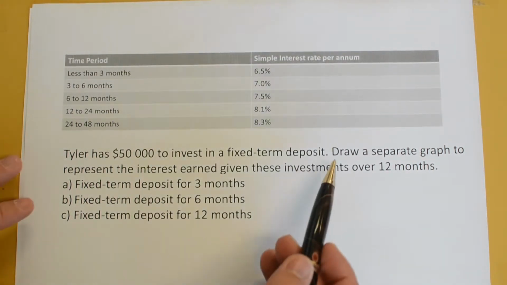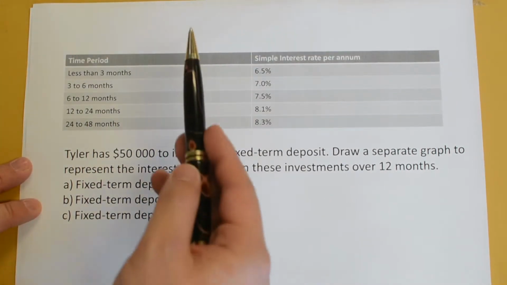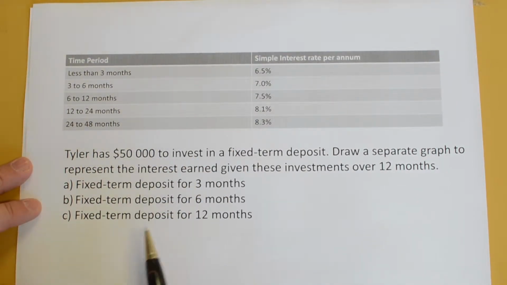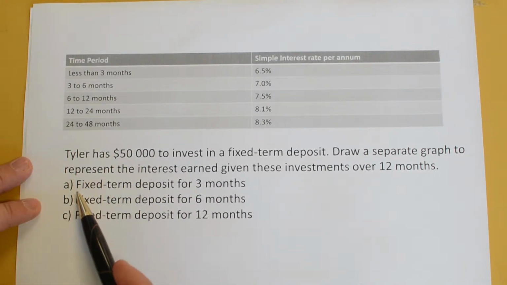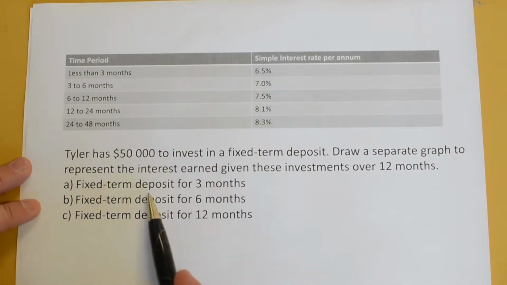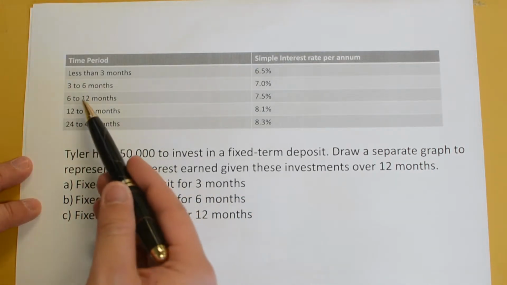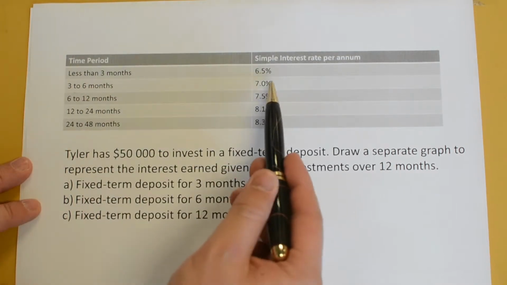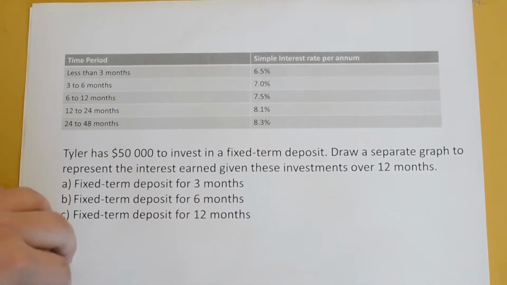Now, because this is an interest graph, we're going to have interest on the vertical y-axis and we're going to have time on the horizontal x-axis. The first part of the question here says, find the interest earned over a fixed term deposit of 3 months. So 3 months is in here, so we're going to get 7% per period, or per annum.